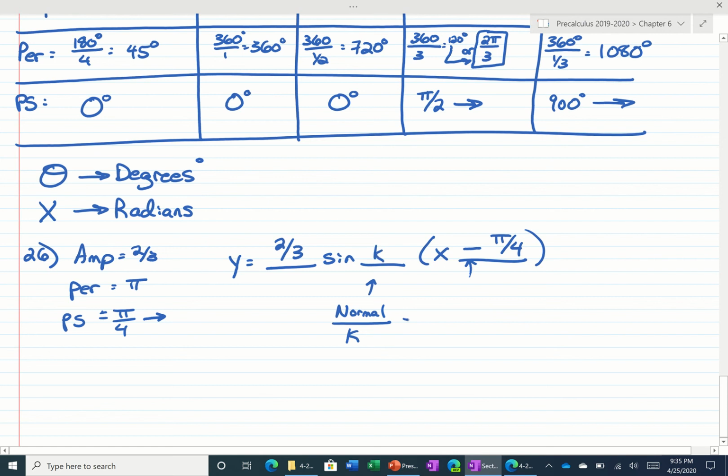call it k. And in this case, it's telling us the period is pi. Well, the normal period in radians is 2 pi. So 2 pi divided by k equals pi. We can multiply both sides by k, or cross multiply, and divide both sides by pi. We get k is equal to 2.